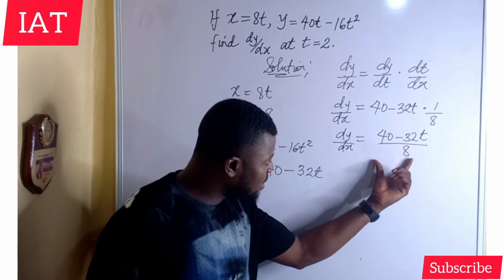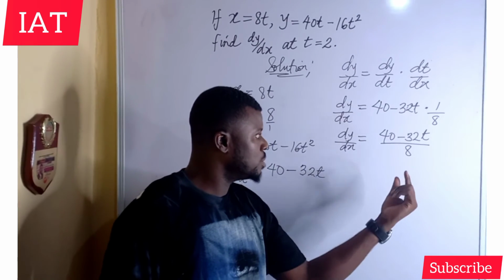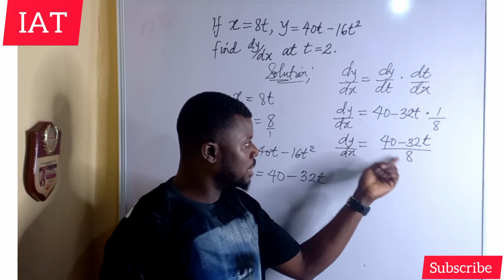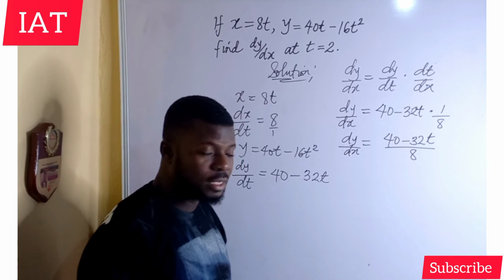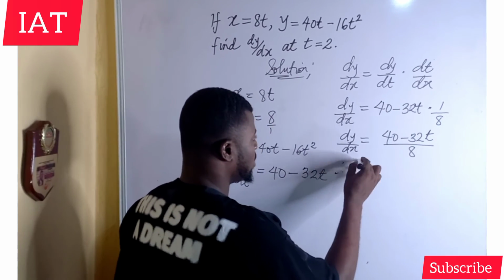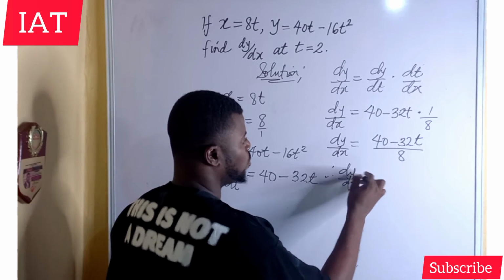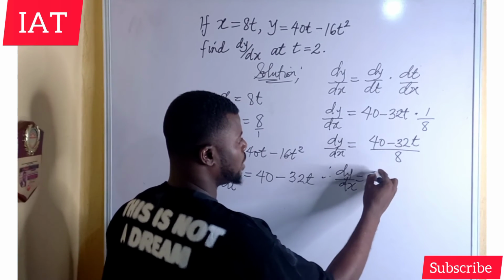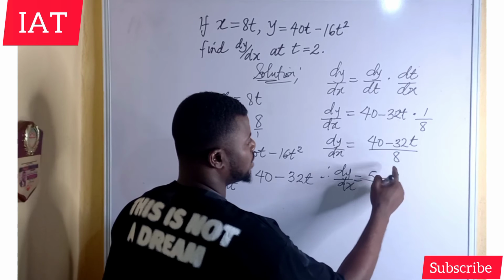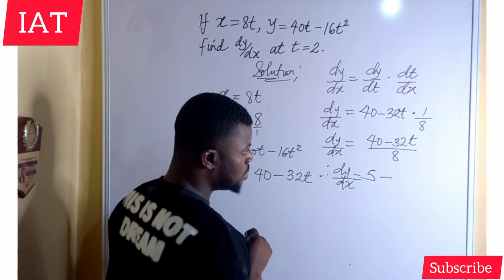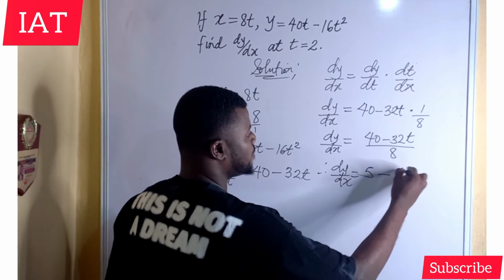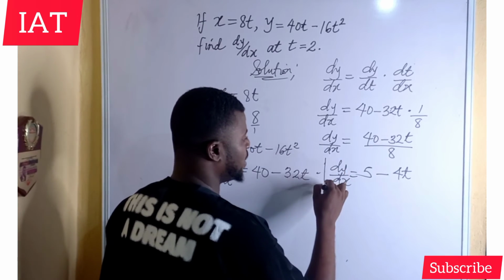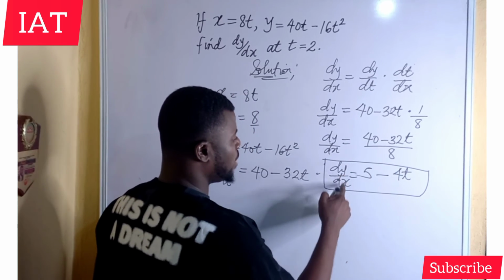But looking at this 8, 40 and 32, 8 is divisible into these two terms. Is that true? All right, let's check it out. dy over dx will be equal to 8 into 40, that will be 5, minus 8 into 32, that will be 4, so we have 5 minus 4t. And this is the value for dy over dx.